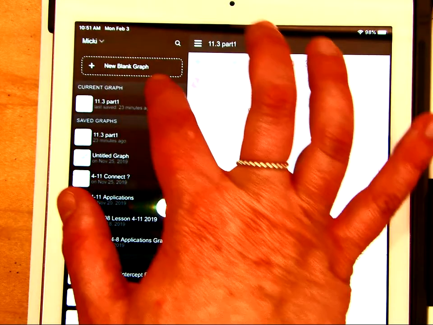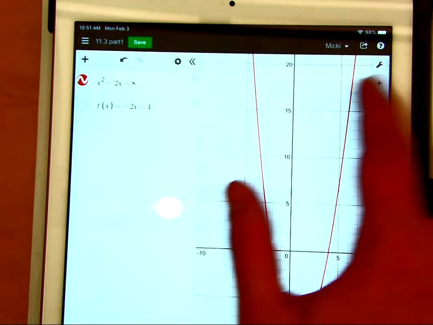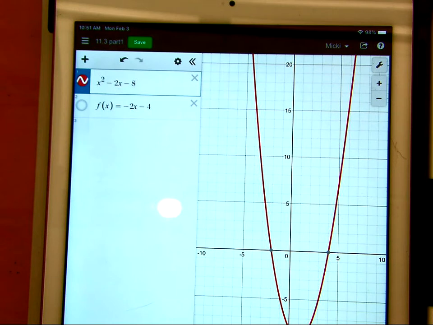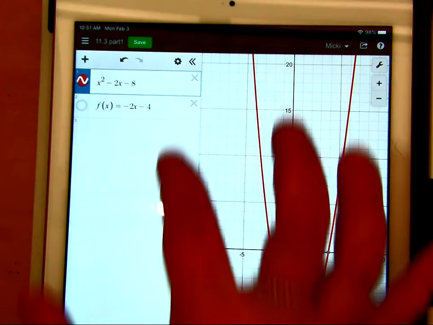Another really cool feature is, if I wanted to share this graph, I could push share and I could actually send a copy of the link to this graph. That's another nice feature.